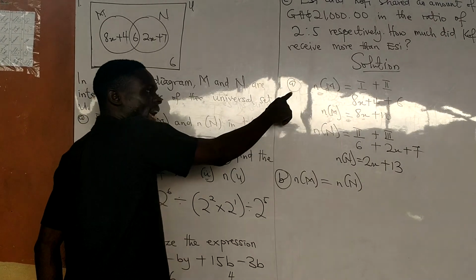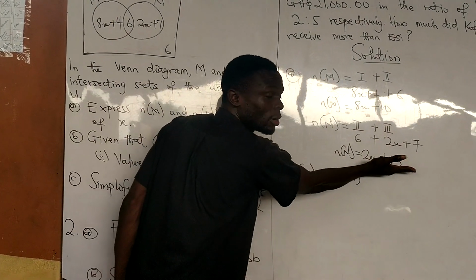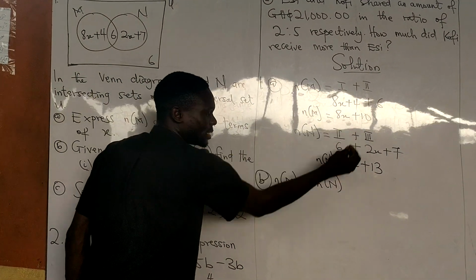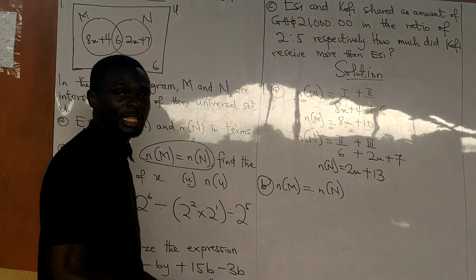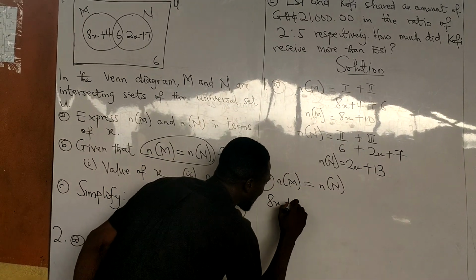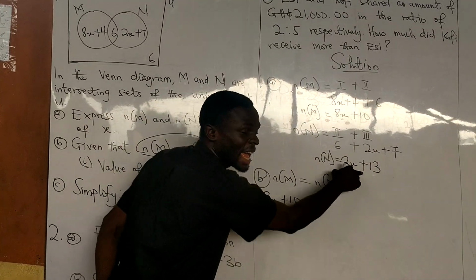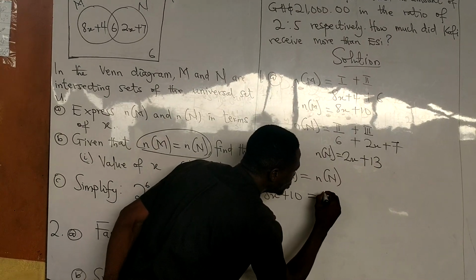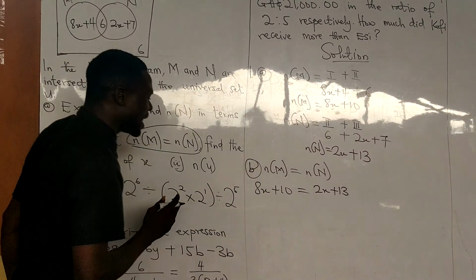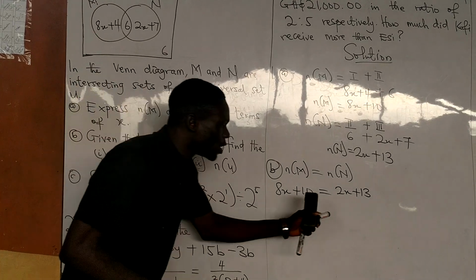Now when you come to the A, we've solved for the number of M and we've solved for the number of N. So I'm just going to substitute the M with this, the N with this. Then I'm going to get an equation. So number of M is equal to 8x plus 10, is equal to number of N, which is 2x plus 13. And this gives me a simple equation where I am to solve for x.